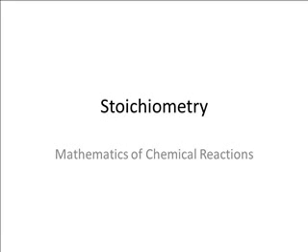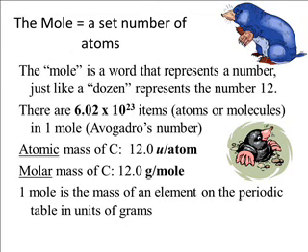Stoichiometry is the mathematics of chemical reactions. We start off with the center of chemistry, the mole. The mole is a word that simply means a set number of atoms. It's a word that represents a number just in the same way the word dozen represents 12. The number it represents is called Avogadro's number.